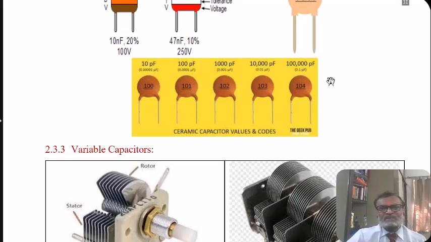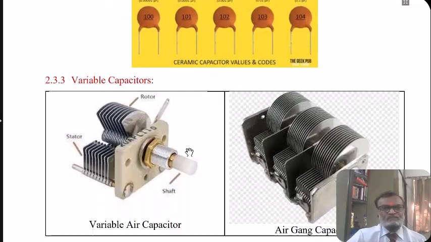Here in this second figure, you will see the ceramic disc capacitors ranging from 10 picofarad to 100,000 picofarad, and the corresponding code is shown here: 100, that is 10 into 10 raised to 0 pF. Whereas the last capacitor, 104, is 10 into 10 raised to 4 picofarad.